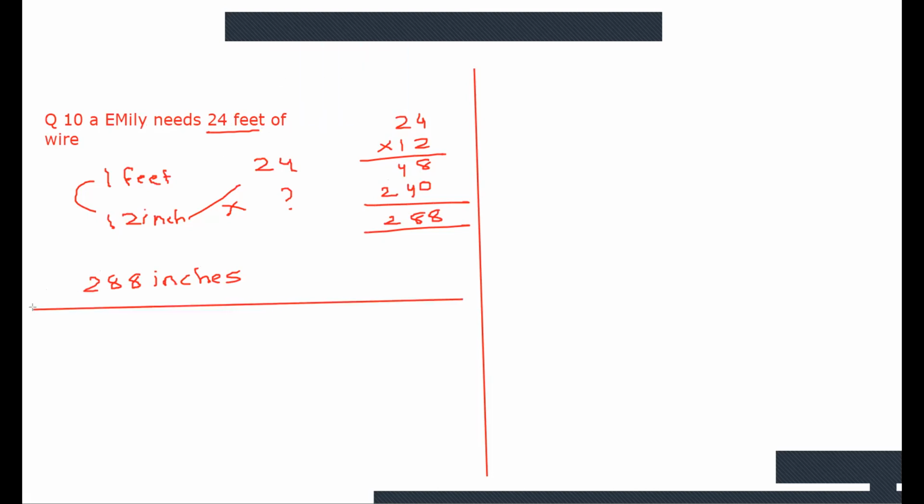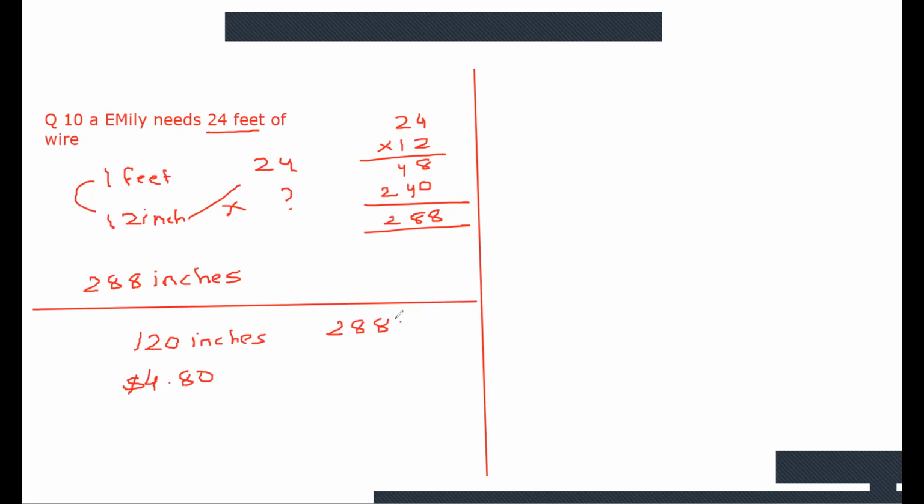Now come to the table. Girls, let us see the first. What did they say in the table? They told you 120 inches. What is the cost of 120 inches? Say it from the table. $4.80, right? What did they ask in the question A? How much will she spend on the wire? How much is the cost for 288 inches?